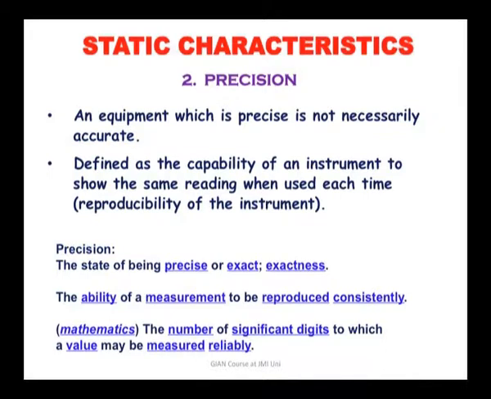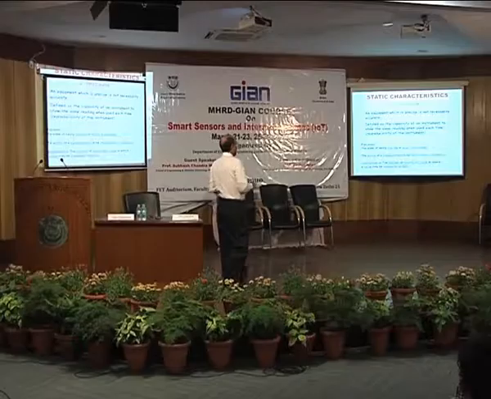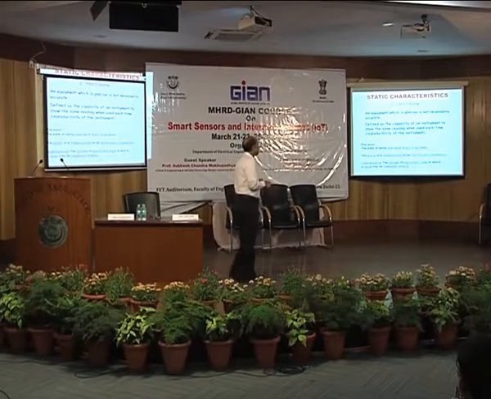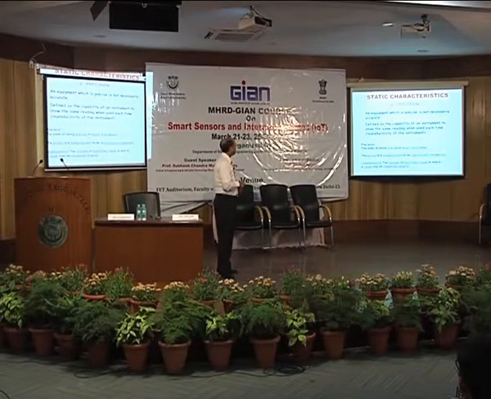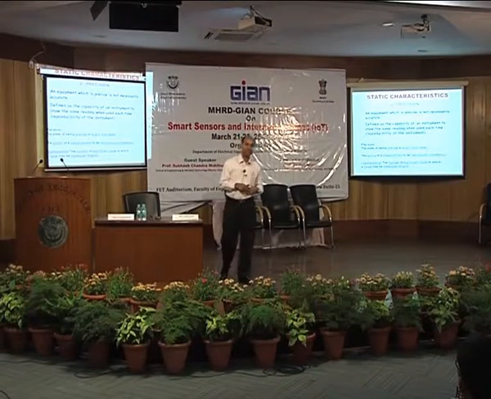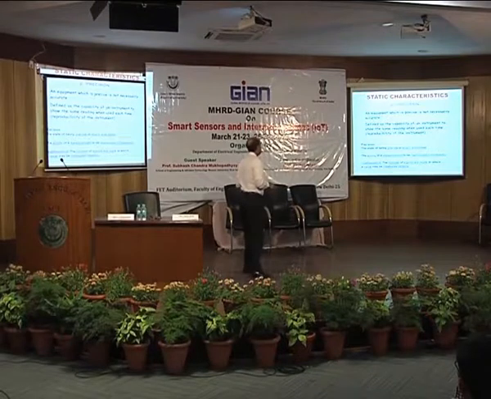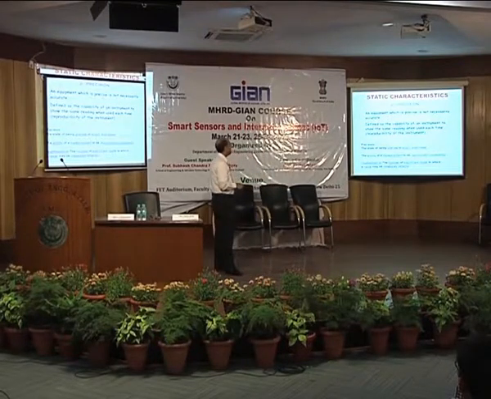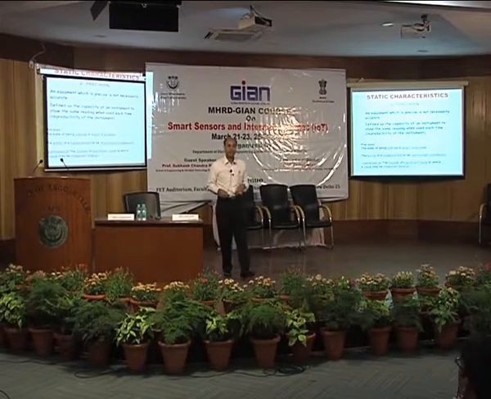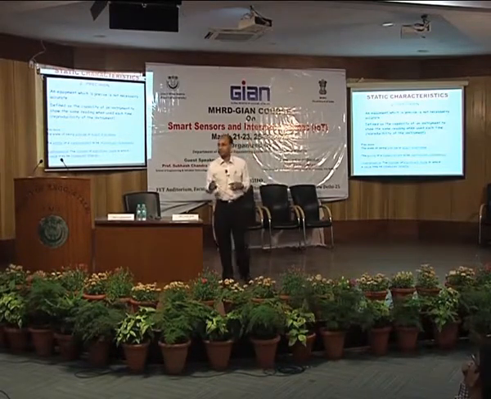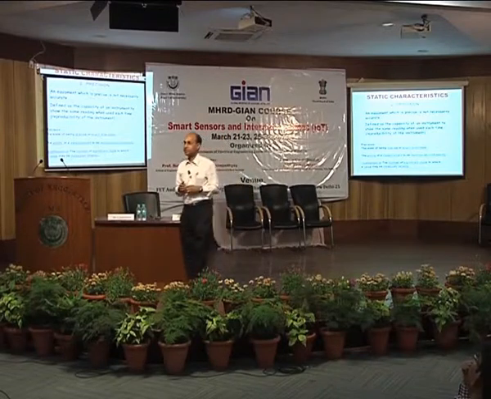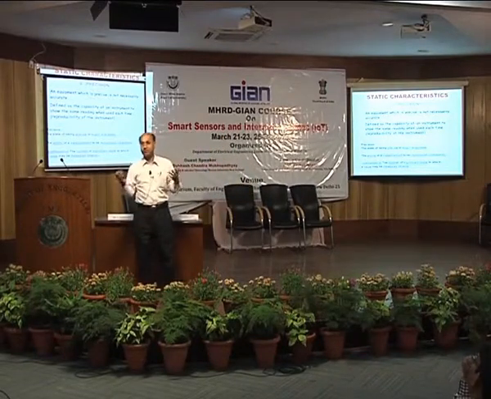Okay, so precision and accuracy, they are related but not related. So we can say the equipment is precise, the sensor is very precise, but not very accurate. Okay? If you see the definition, it is the capability to give us the same reading when you do it many times. You do a repetitive experiment.